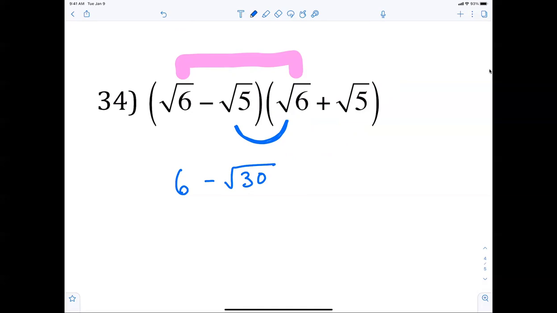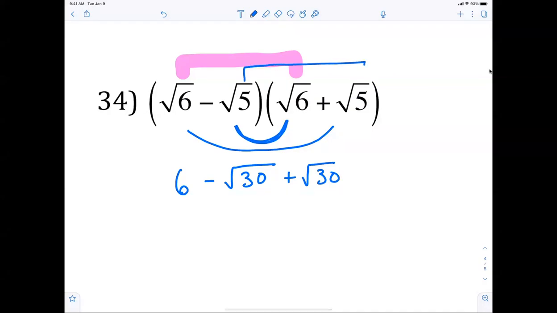The next little smiley face is going to be positive radical 30. And then radical 5 times radical 5 is 5, but keep in mind you're doing negative times a positive, so it's minus 5. The thirties cancel, and the middle terms happen to cancel out. So then it's just 1. That's how simple.